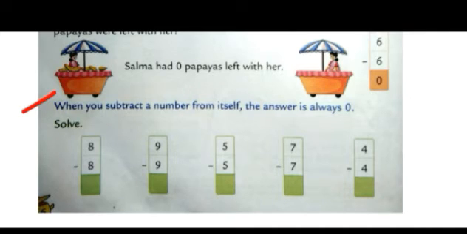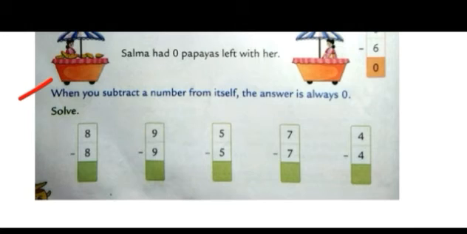Okay, so see this exercise given here. 8 minus 8. Suppose you have 8 chocolates and you gave all the 8 chocolates to your brother. How many are left with you? 0, nothing. So 0. Same way, 9 minus 9, 0. Next is 5 minus 5.